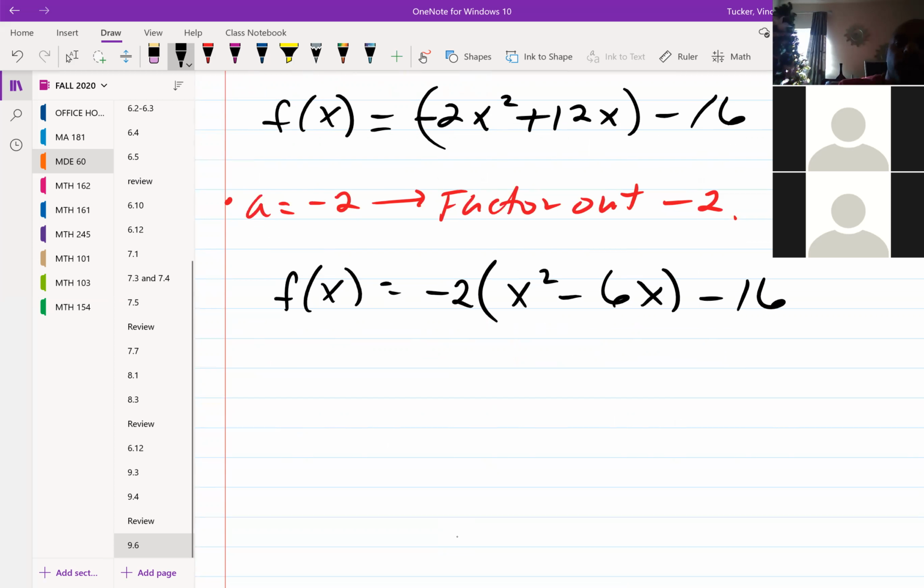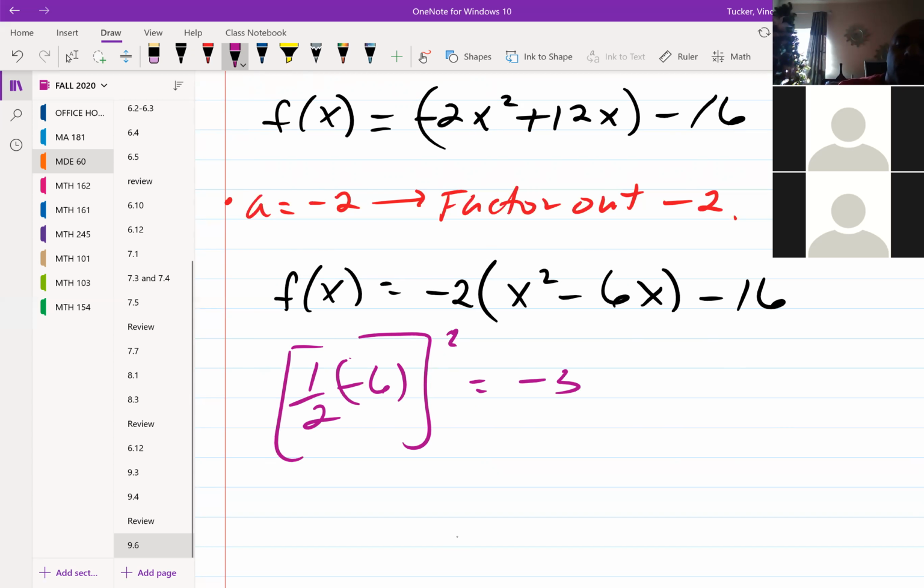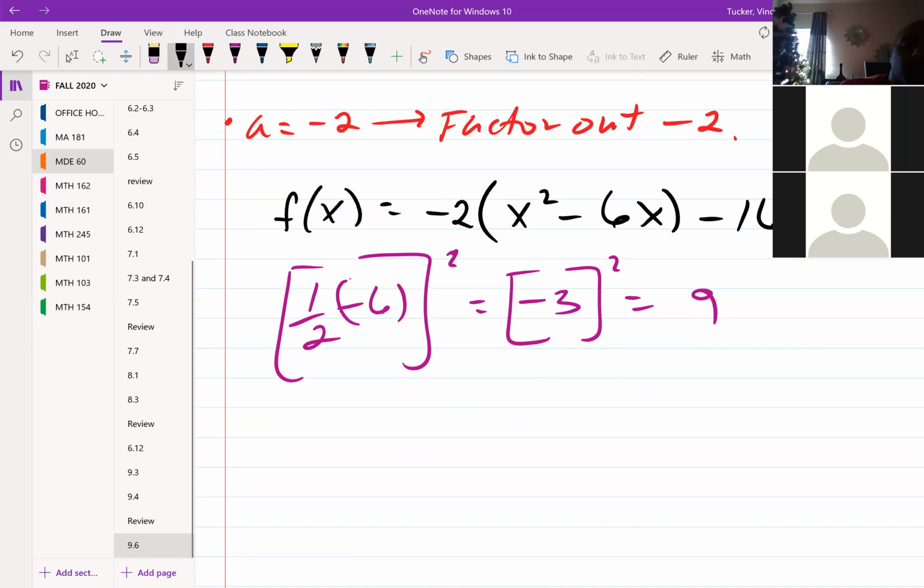All right. So now we're going to go back to what we're doing. That was just the extra step that I talked about. If a is not equal to 1, you need to factor out that term that's sitting in front of x squared from those two terms, which is what we did here. So now we would take half of negative 6 and then square it. Half of negative 6 is negative 3. Negative 3 squared is 9. And we're going to add and subtract that inside of the parentheses.